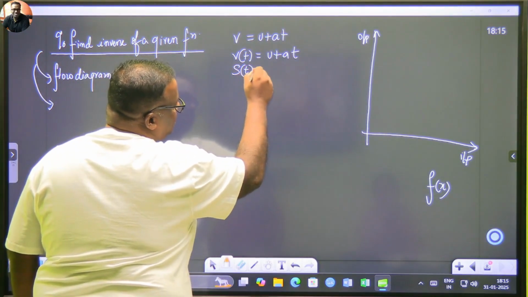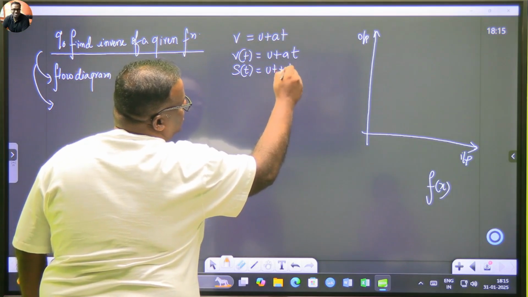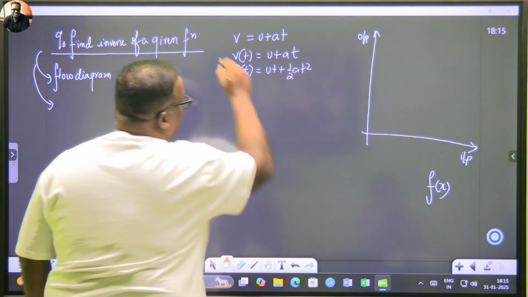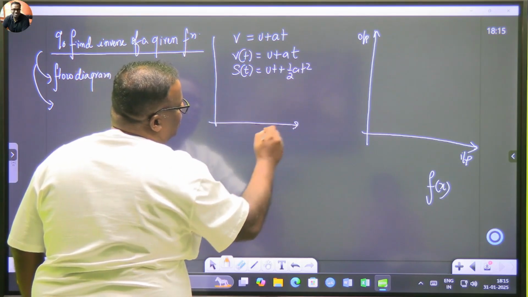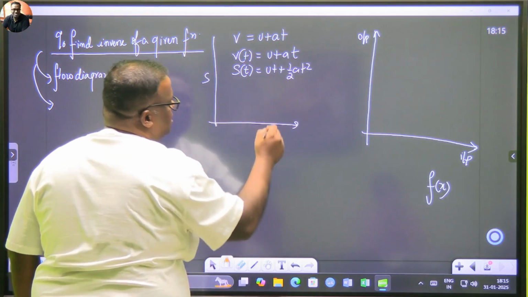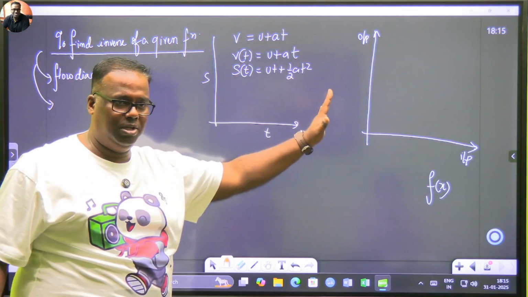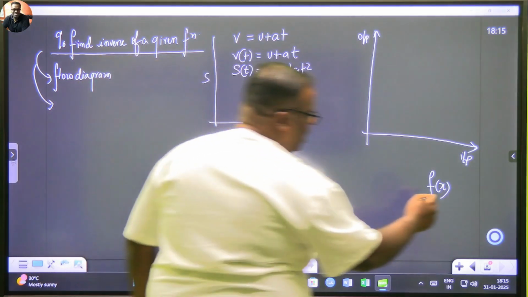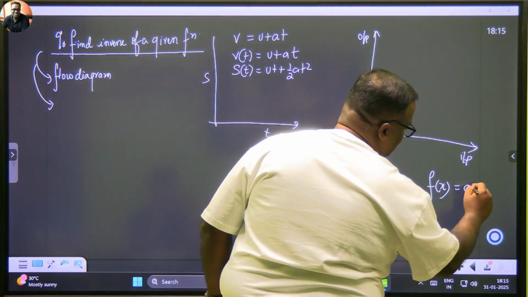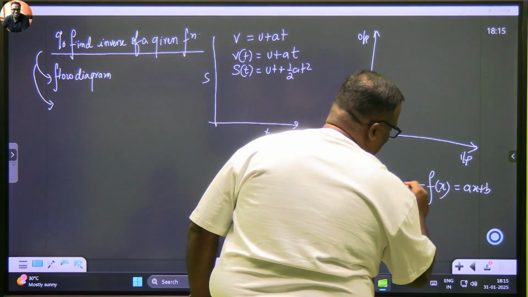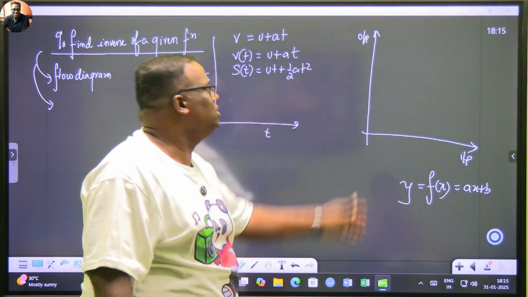Displacement at the t-th time is equal to ut plus half at square. That's why when you were doing your graph, you were doing an s-t graph. This is the input, this is the output. A v-t graph. Is it becoming clear? So in normal format, whenever we say f of x equals some ax plus b, f of x is also read as y, because of the y-axis.